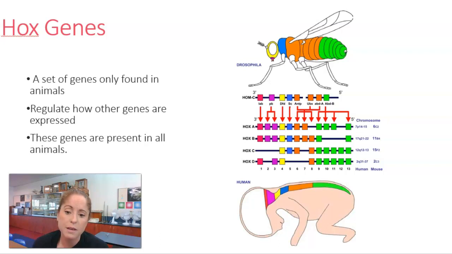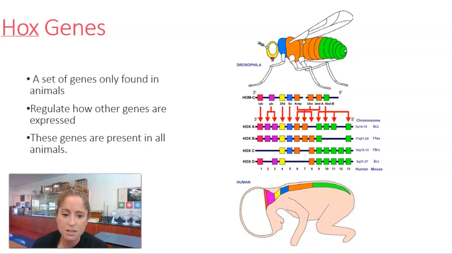An example of that is the Hox genes. The Hox genes are found in almost all animals, and they are transcription factor genes. But these transcription factors are causing the layout of the body plan early on in development.